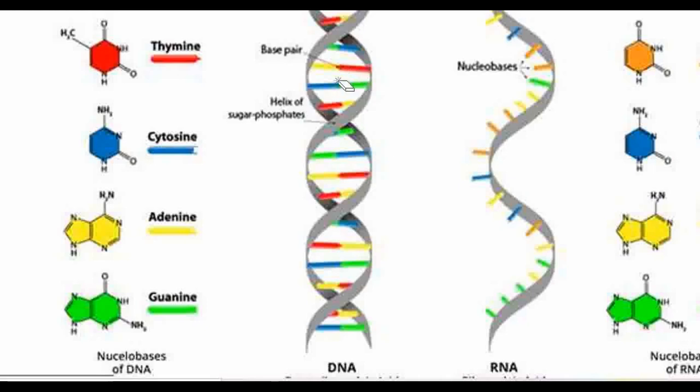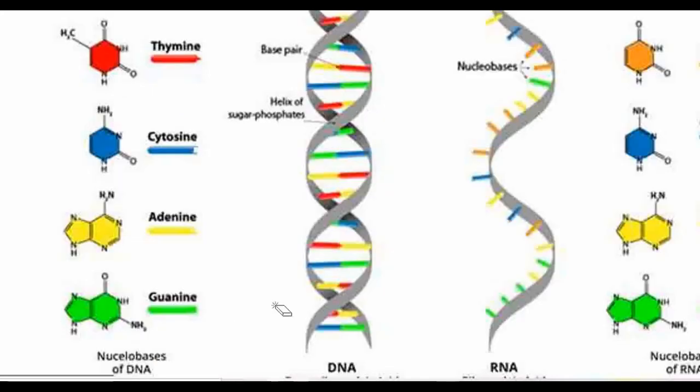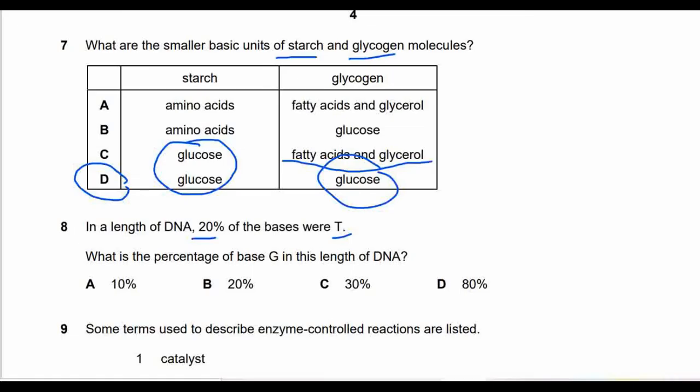So thymine always pairs with adenine. TA. T is the first letter, A, and cytosine pairs with guanine. C with G. Cytosine C, guanine G. So if we check in here, T is for thymine, 20%. T will pair with A, adenine, TA and CG. So if 20% is T, then it is 20% of A, and C and G will form the rest.